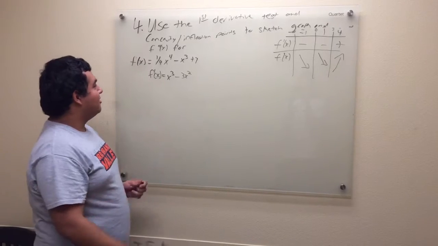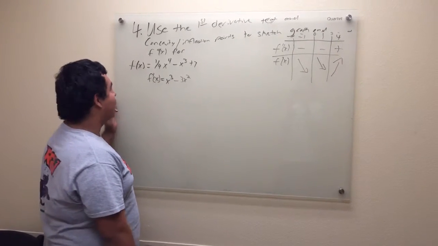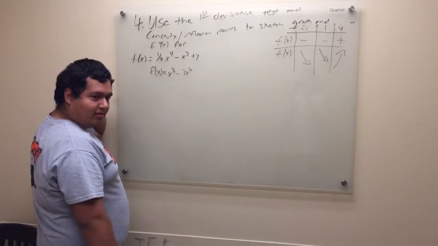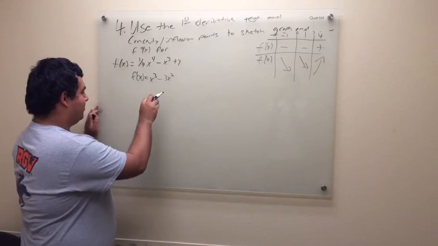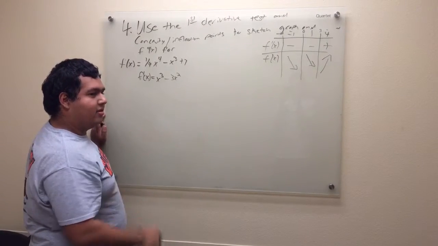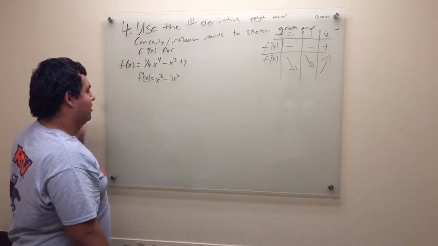Alright, so now we're going to go on to the second derivative test. For the second derivative test, you find the inflection points, which will also tell us more about the behavior of the graph and how it will look when we plot it.